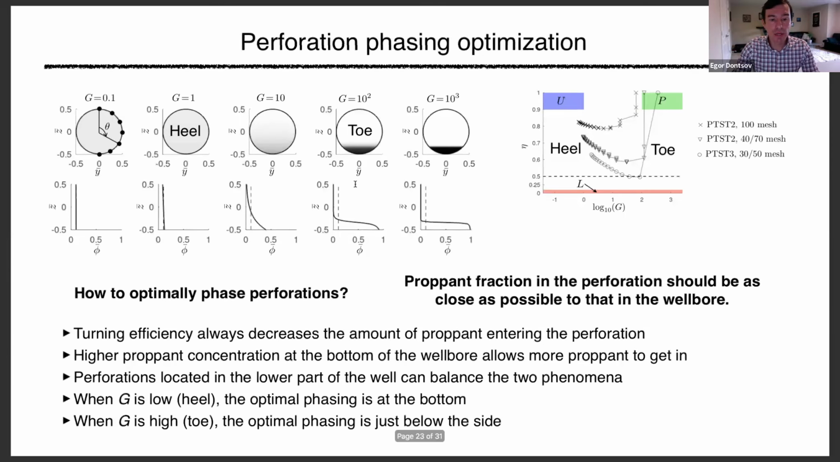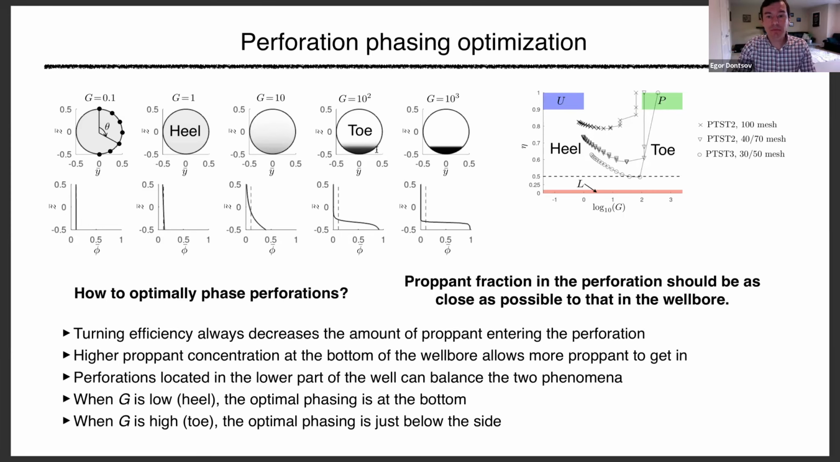That's the main idea, and I outlined this in this text. Basically, the turning efficiency always decreases the amount of proppant that enters the perforation. But because we have high concentration at the bottom, and we place the perforation closer to the bottom, we can compensate for that and get a little bit more proppant.